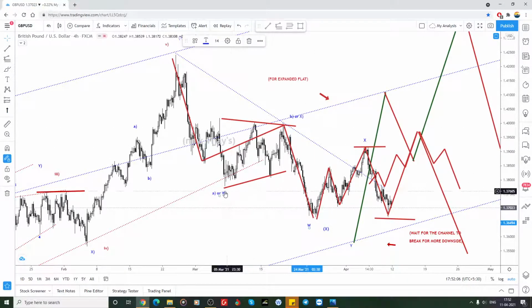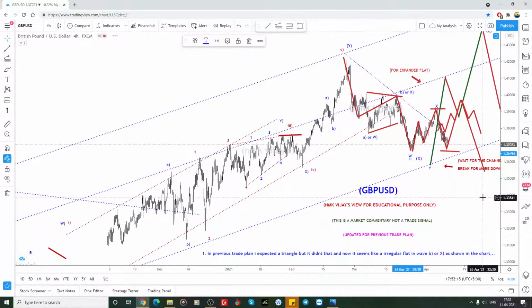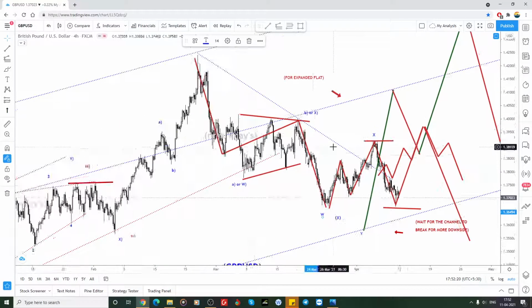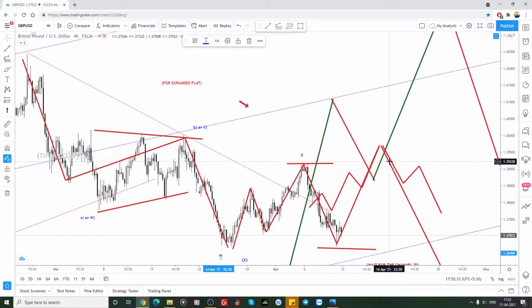In that case, if it is a W, X, A, B and C, it means 1 2 3 4 5 waves have to happen here. Again, it can reach up to 1.33 for that fifth wave in the C wave. Otherwise, if it is an ABC that is a W, X, A, B and C, it has to come to the downside.